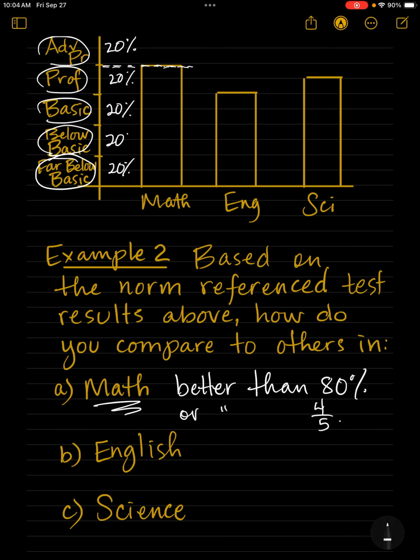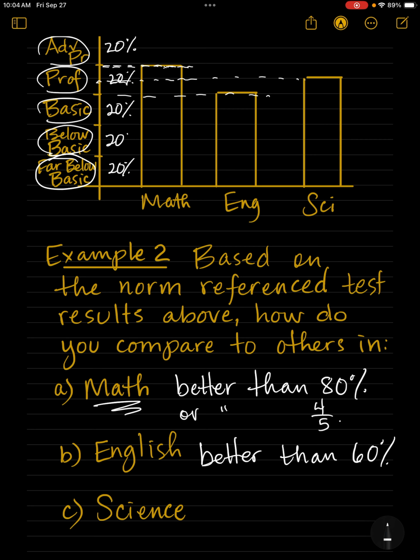For English, we could say better than, based on this bar, 80%, then 60%. For science, let's see.